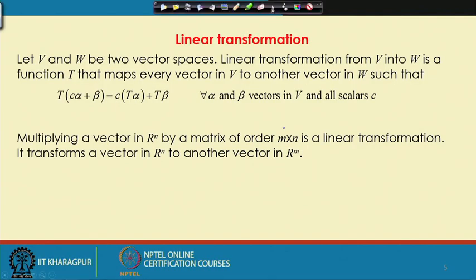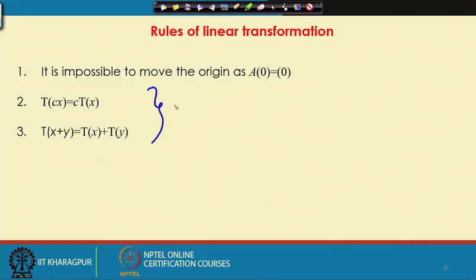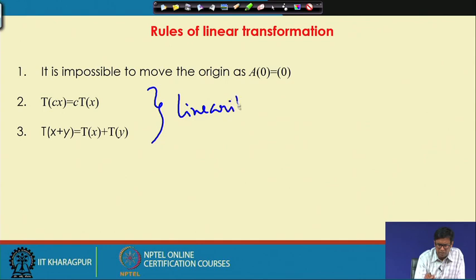And of course, there are a few rules of linear transformation. It is impossible to move the origin. Linear transformation of the origin is always the origin. Linear transformation of a vector multiplied with a scalar is the linear transformation of the vector and then multiplying the scalar with it. Similarly, linear transformation of the addition of two vectors is the addition of the linear transformations of these two vectors, and these are the general rules of linearity which hold in the case of linear transformation.